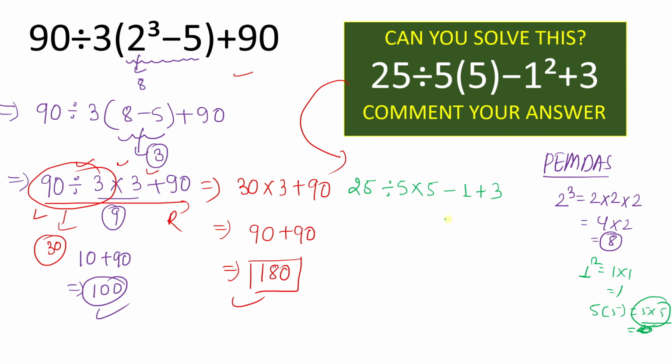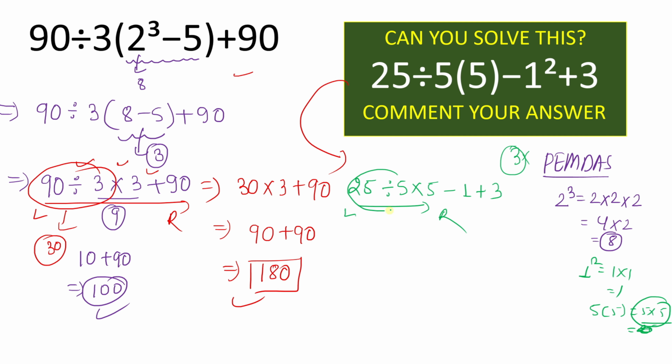So here we will solve again left to right. Don't try to solve 5 times 5 which equals 25, and 25 divided by 25 will give the result 1, and 1 minus 1 will give the result 0 plus 3 which equals 3. So 3 will not be the answer here. So here, try to solve in an order of operations way. We will solve left to right.